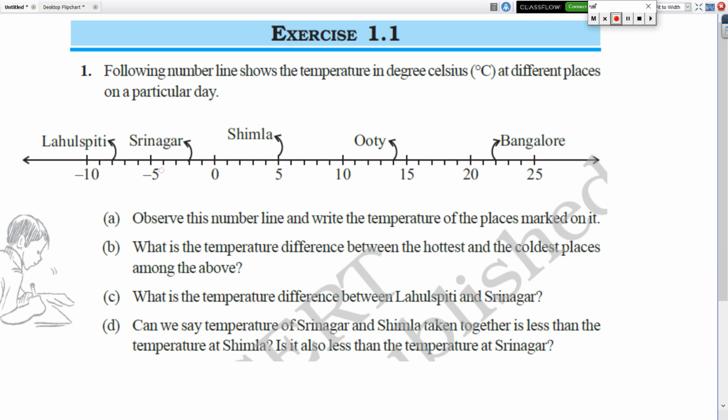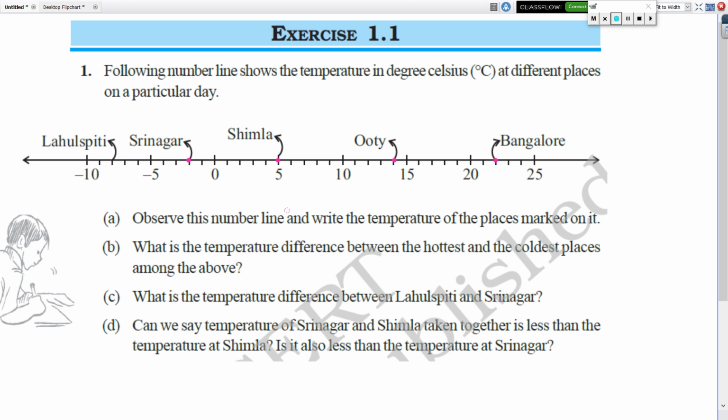Similarly, Srinagar is here. So 2 divisions backward from 0. That is negative 2. Shimla, it is positive 5. Ooty 10, 11, 12, 13, 14 degrees Celsius. Bangalore 22 degrees Celsius. That you have to write down.